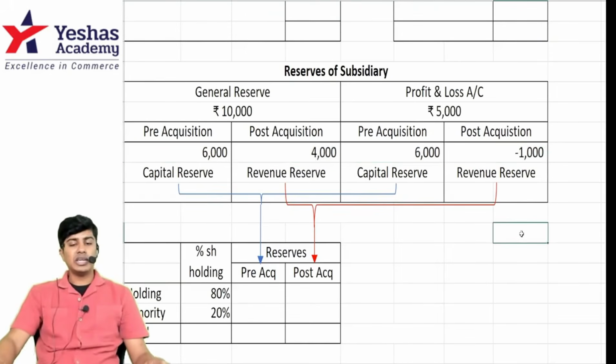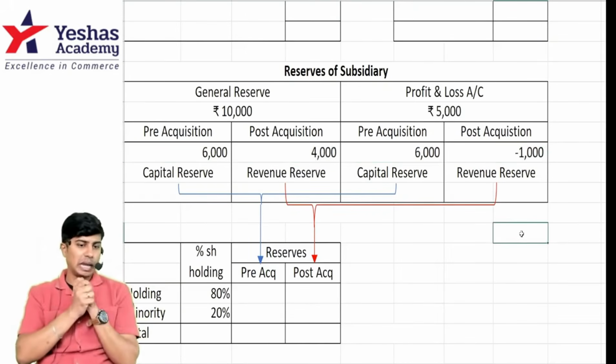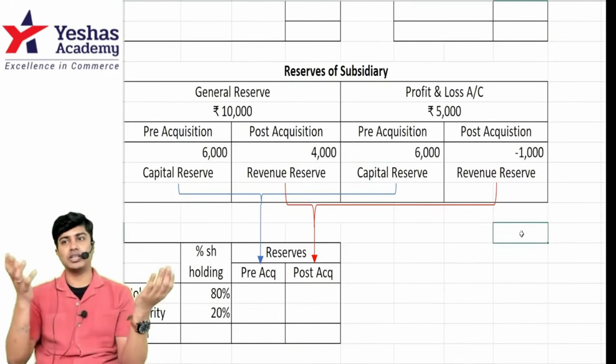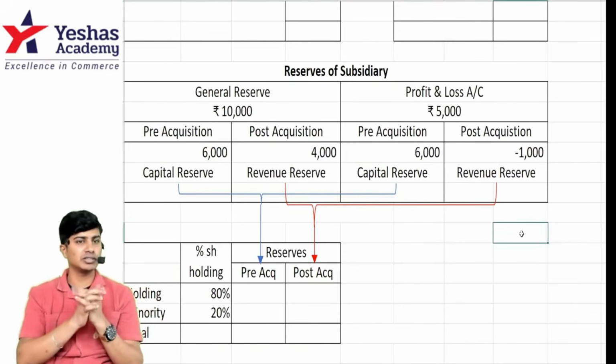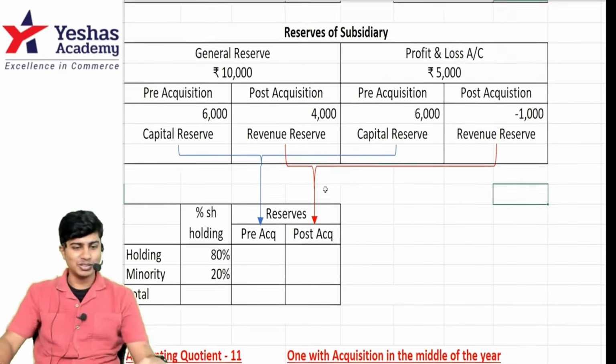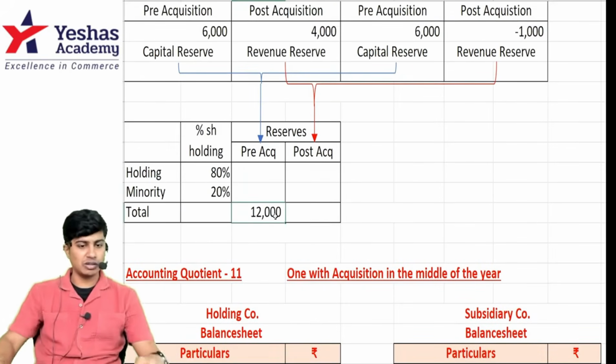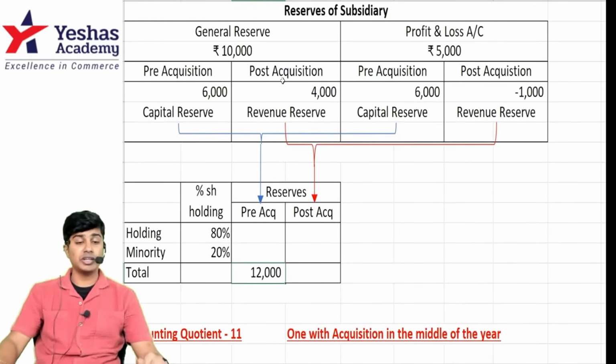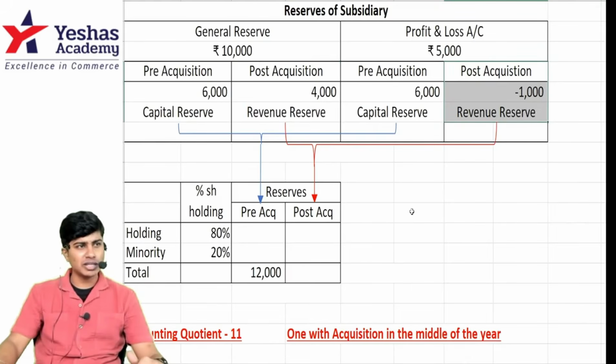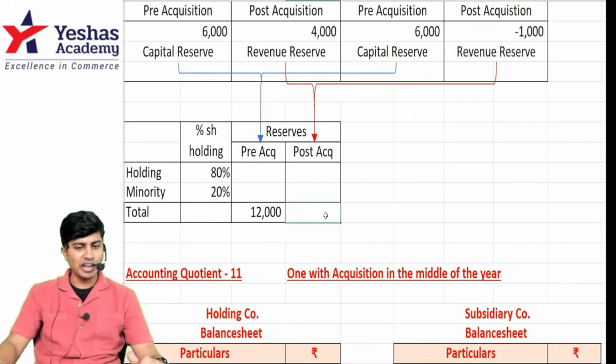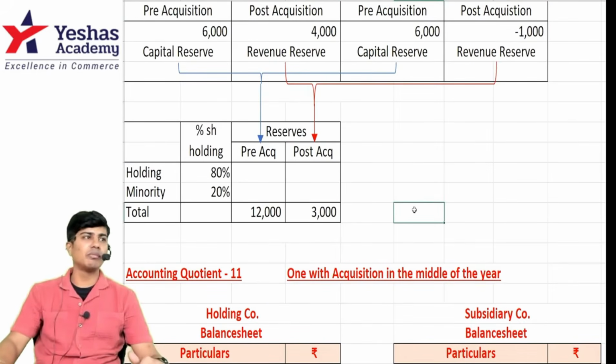Now, what to do? Capital reserve together. Capital reserve 6, capital reserve 6. 6 plus 6, 12. Good. 12. How about revenue reserve? 4 plus minus 1. 4 minus 1. 3. You know it? Did not take 5. Very good. This will be split between holding and minority.